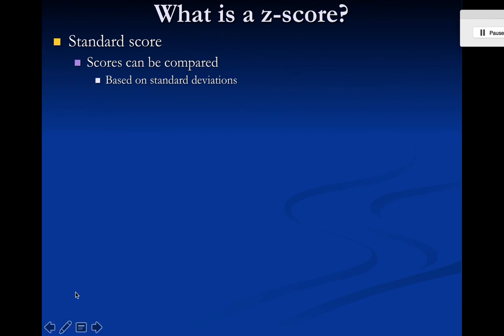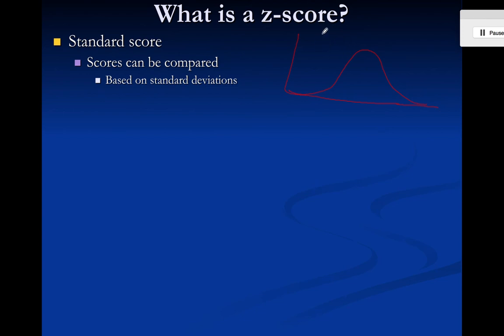So here, I'm using this term distribution. What am I talking about? Remember that with distributions, we're essentially talking, for instance, about our frequency distributions. So in our particular case, our z-score is going to be on a distribution that looks like this. This is what we're going to also call a standardized normal distribution.